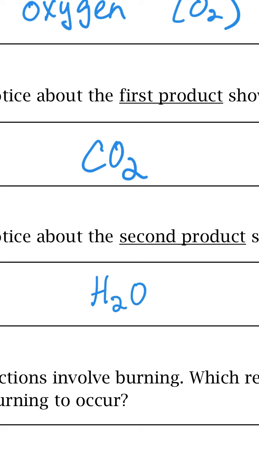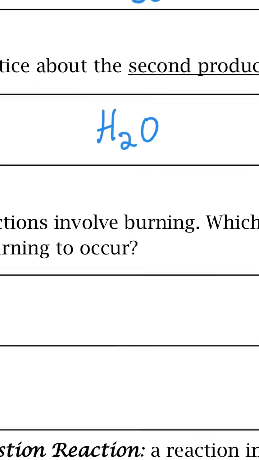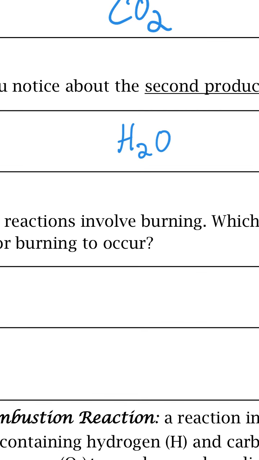So when you're looking at a chemical reaction and you start to see carbon and hydrogen and oxygen are the reactants, immediately a buzzer needs to come off in your head and go, that's combustion. And then look to see you've got carbon dioxide and water, yep, that's combustion. It's a very special type of reaction that we give a special name to it. The last question says, combustion reactions involve burning. Which reactant has to be present for something to burn?